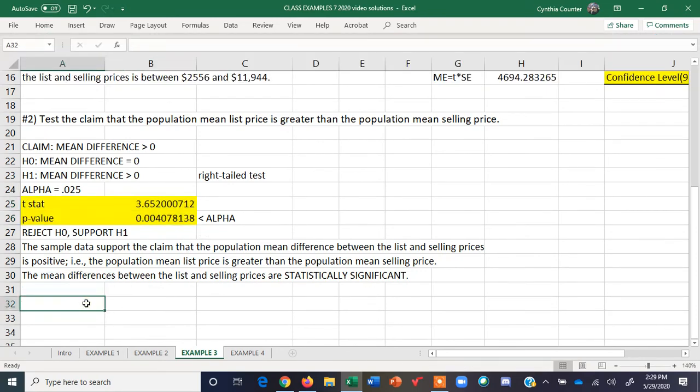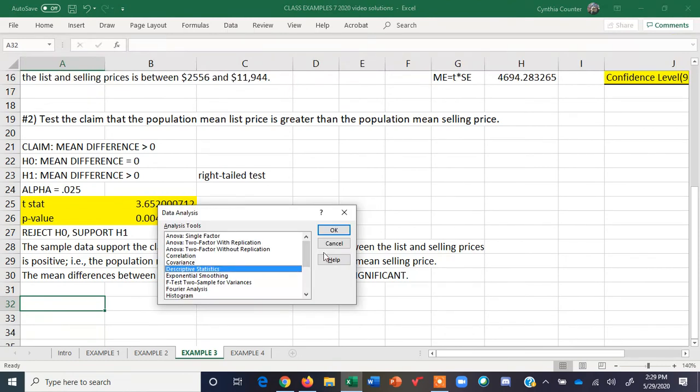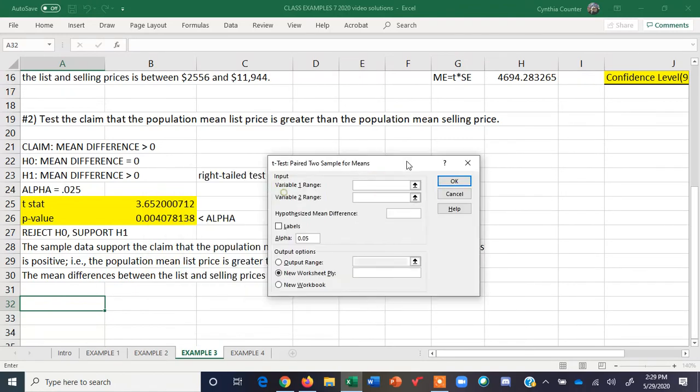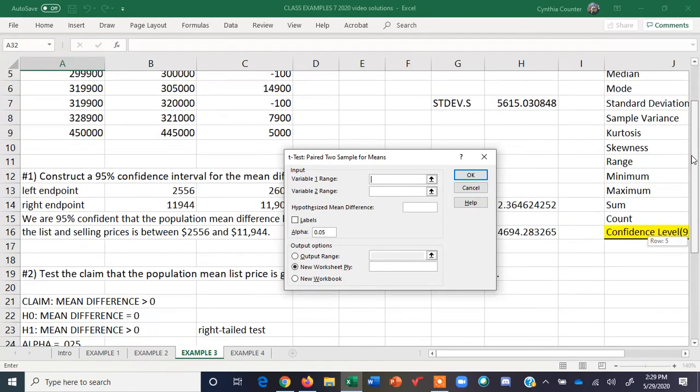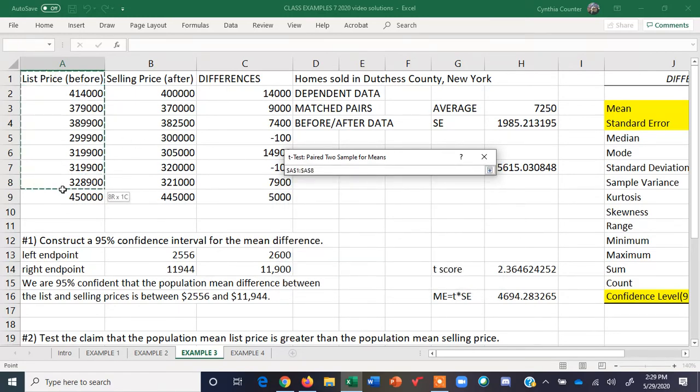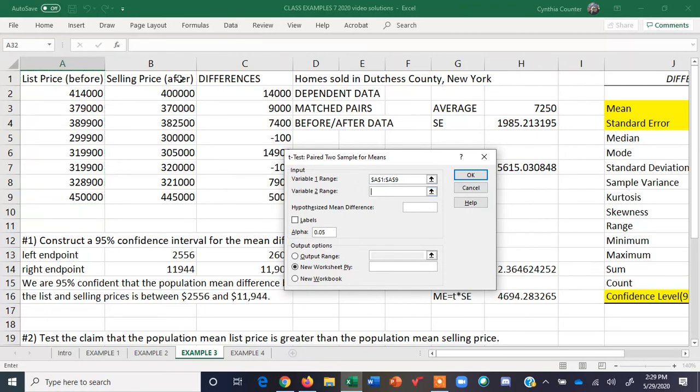To do that, we are going to go to Data, Data Analysis, scroll down to T-Tests, and we're going to choose t-Test: Paired Two Sample for Means. So notice we want paired samples. Variable 1 range. When you do this test, you actually don't need the differences. You can just enter the actual data. So variable 1, list price. Variable 2, selling price. Hypothesized mean difference is 0.